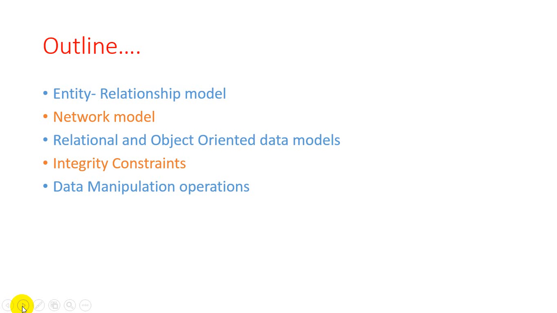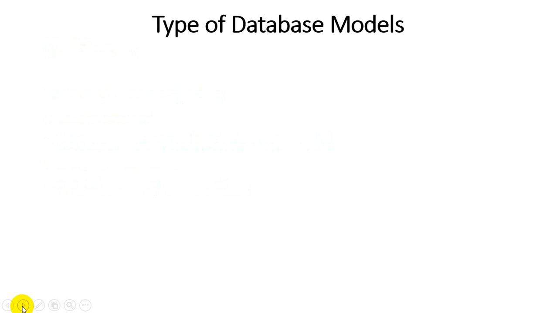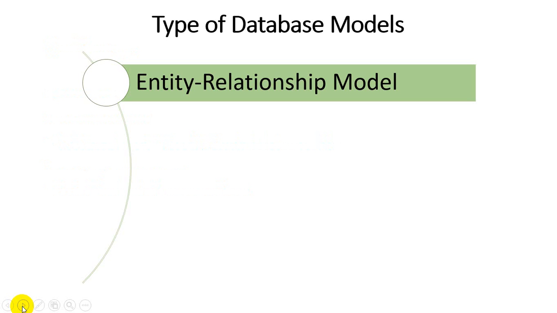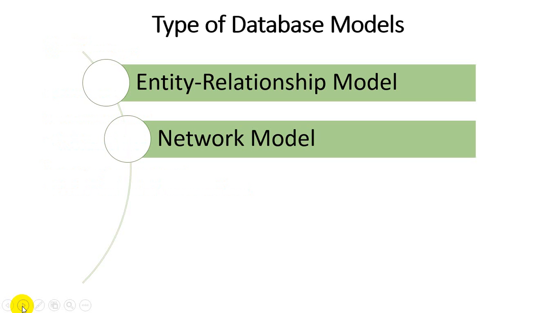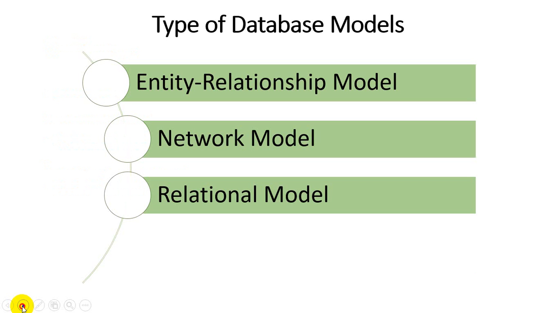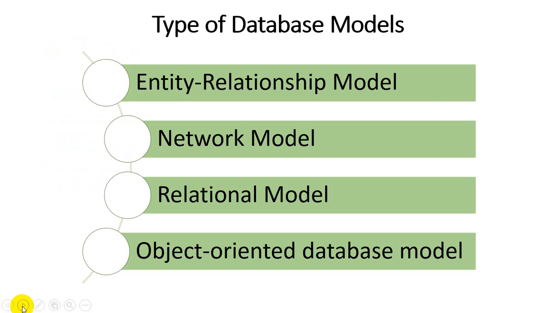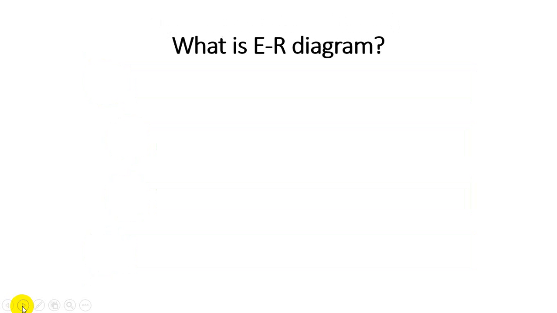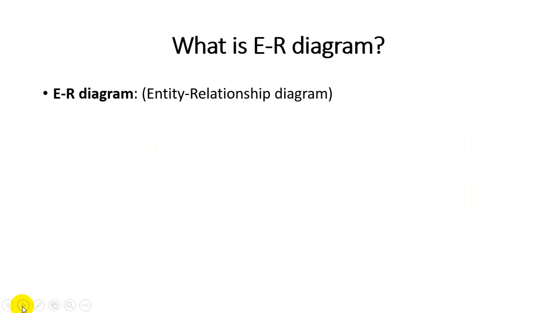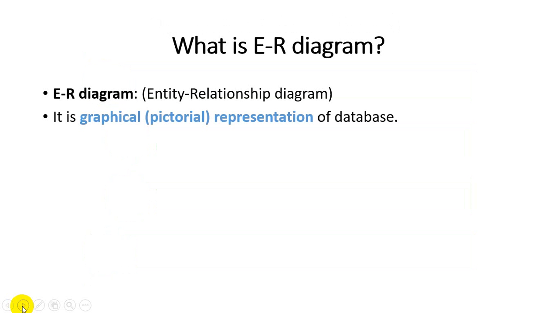So let us start with the entity relationship model, or we can say the ER model. The types of data model are the entity relationship model, network model, relational model and object oriented data model. Currently we will go through the entity relationship model. So first we should know what an ER diagram is. ER diagram stands for entity relationship diagram. What is the use of an ER diagram?